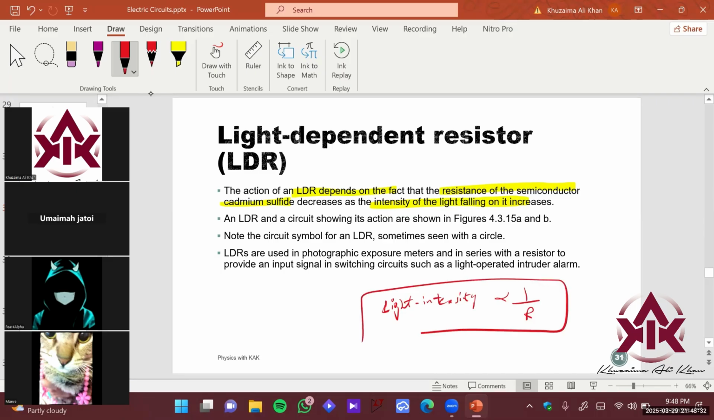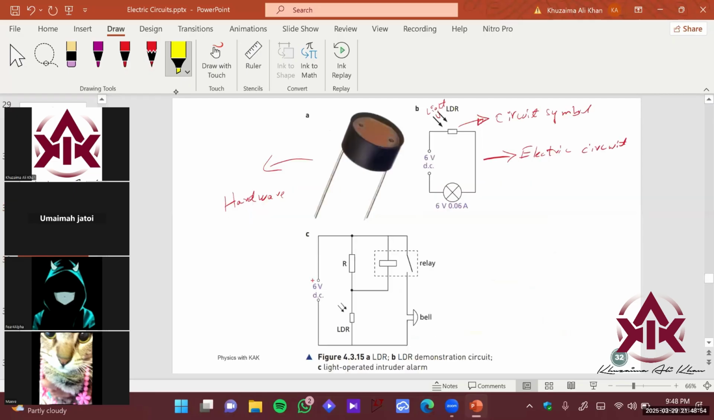So as the light density increases, the resistance of the LDR decreases, right? So this can detect if you have a high amount of light. If the resistance drops, you can directly relate that light intensity is increasing. That is why resistance is dropping here, right? The LDR in a circuit showing its action is shown in figure 4.315 A and B.